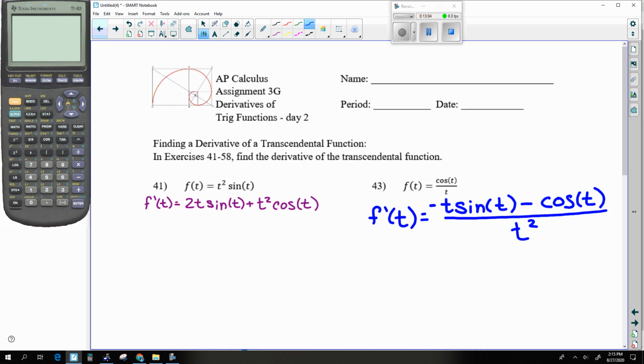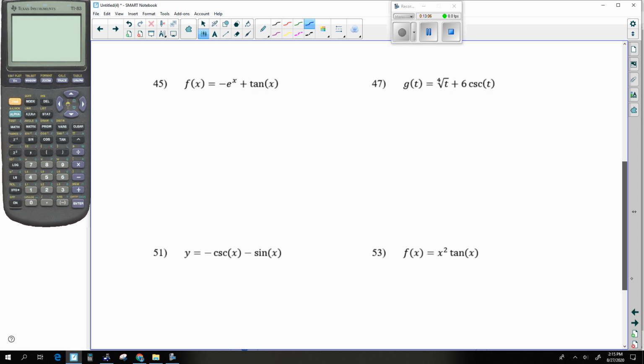All right, sorry, back to here. So here we go, derivative. E to the x is e to the x, so that doesn't change. And then tangent goes to secant squared.